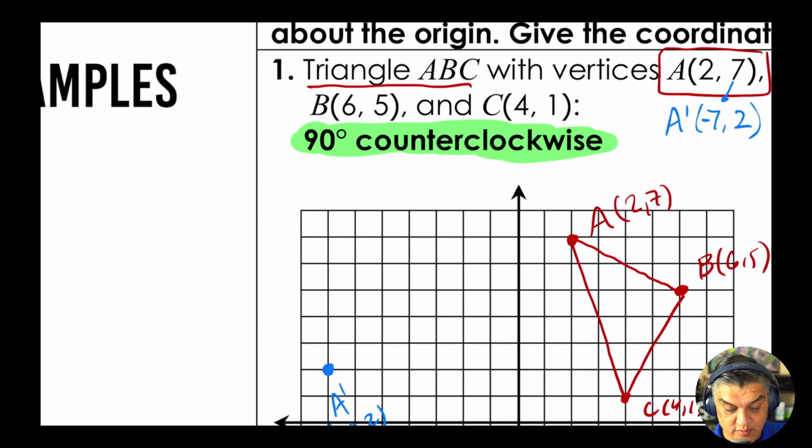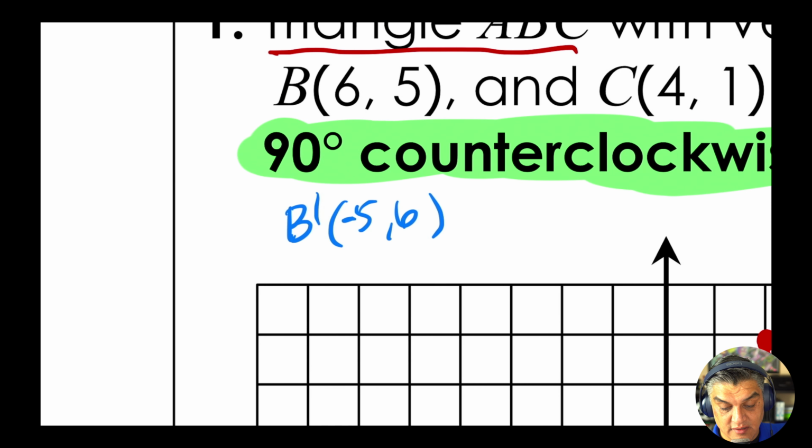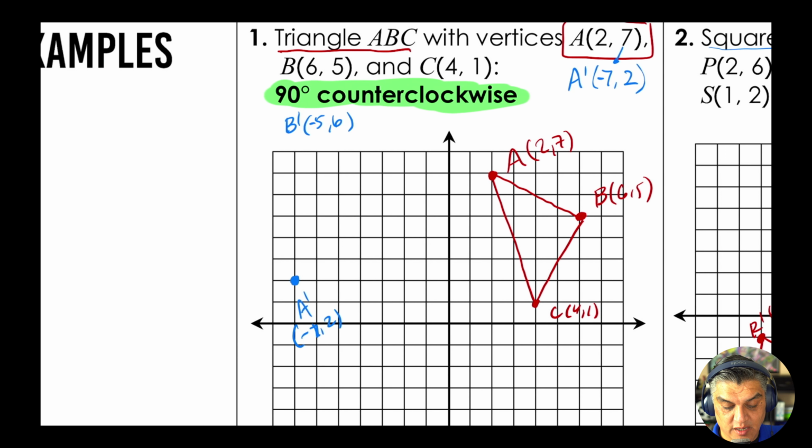All right, what's B? So B prime would be, I switch the numbers, so the 5 goes first and the 6 goes second. And then the old y turns opposite. Right? These two switch places. So the 5 is first now and the 6 is second. And then the former y turns opposite. So now B prime is negative 5, 6. 1, 2, 3, 4, 5. 1, 2, 3, 4, 5, 6. So there's my new B prime, negative 5, 6.